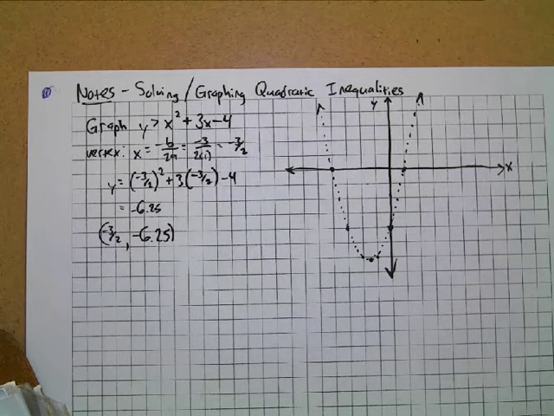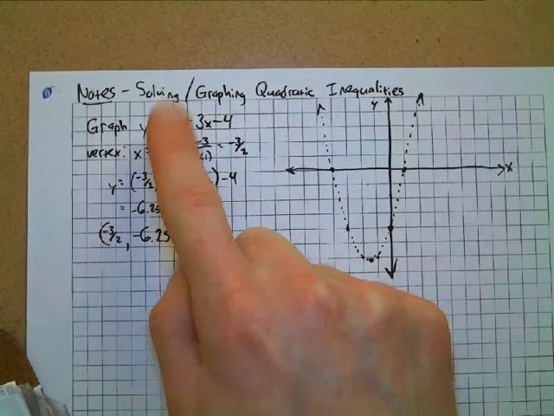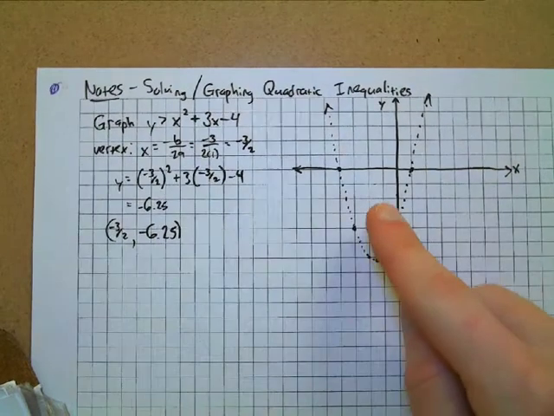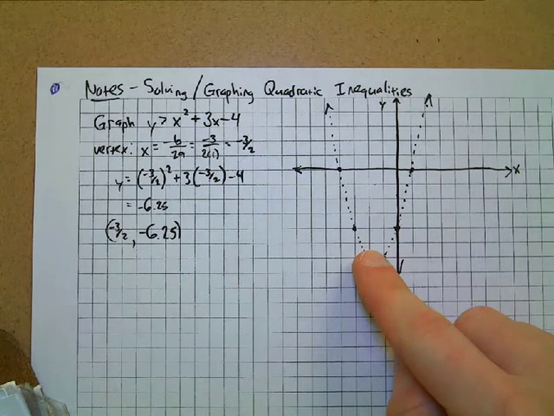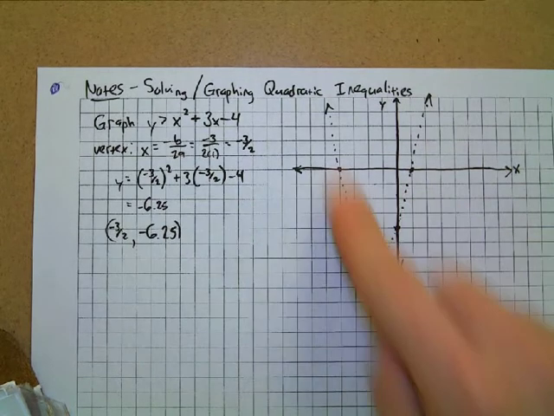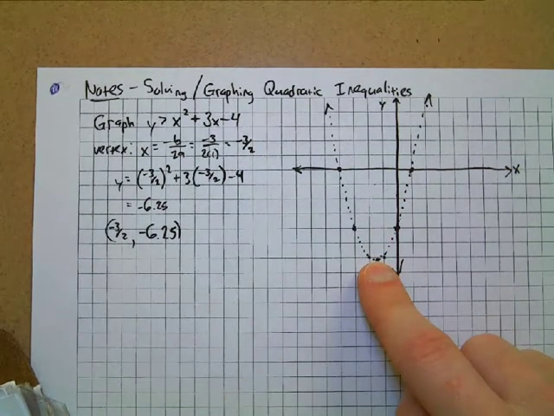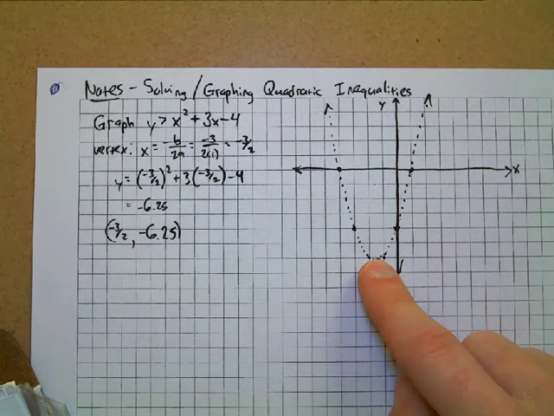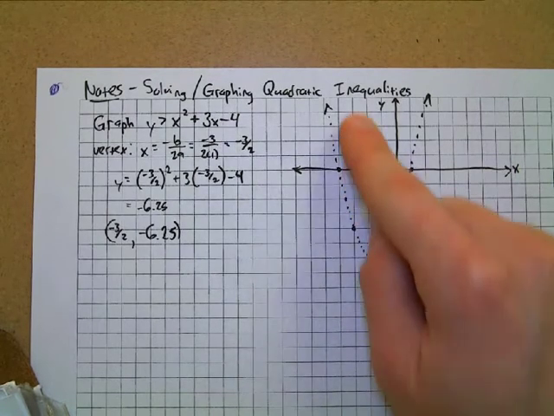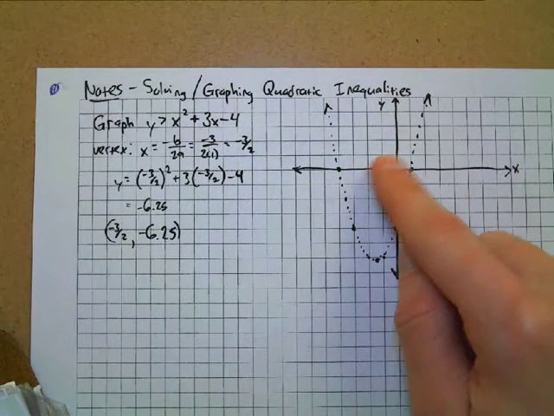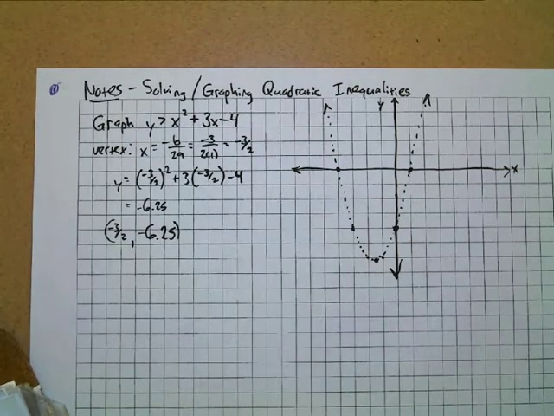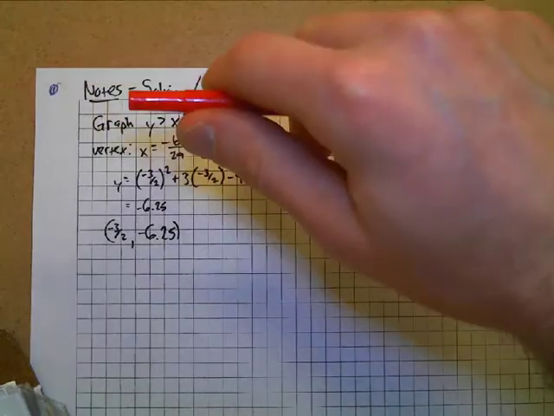So if we want to graph this, this is greater than, so which way should we shade? If I'm on my graph here, and I want to shade greater than this graph, which way should I shade? Above, right? So in other words, it's all this stuff that's on the inside of the graph. So we'll just shade there on the inside.